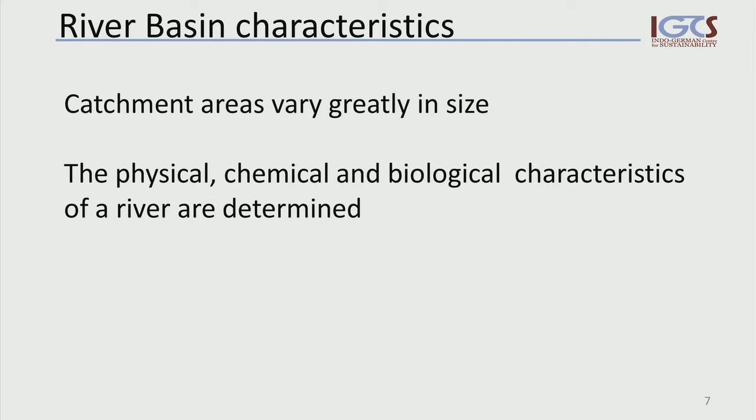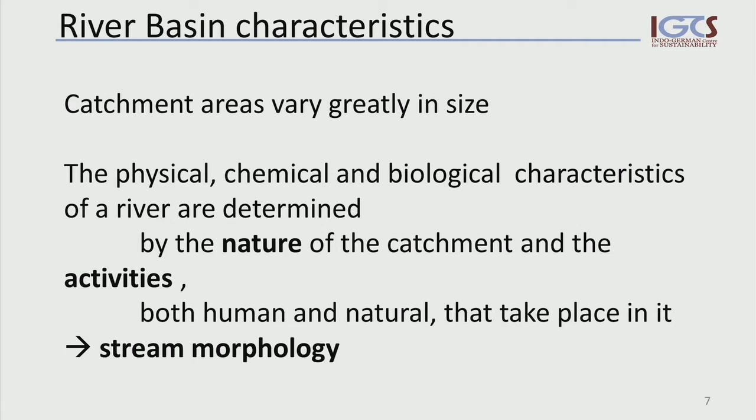The physical, chemical and biological characteristics of these river systems are determined by the nature of the catchment and the activities that take place in such catchments. Nature means the physical conditions of the area and the climatic conditions, and activities means any of the human or biological activities that take place. All of this we can summarize under the science of stream morphology. We will come back to stream morphology when we talk about river restoration at a later point.